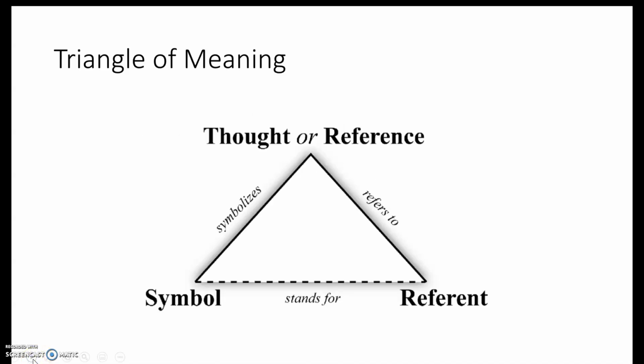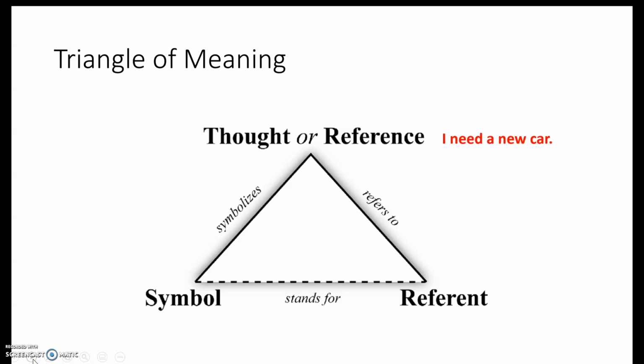So the first is a triangle of meaning. And what this shows us is that there is a direct correlation between a thought that we might have and a symbol that represents that thought. There's not a direct correlation between the symbol and what our referent is, or what we're actually thinking about when we are trying to make sense of that symbol. So let me give you an example.